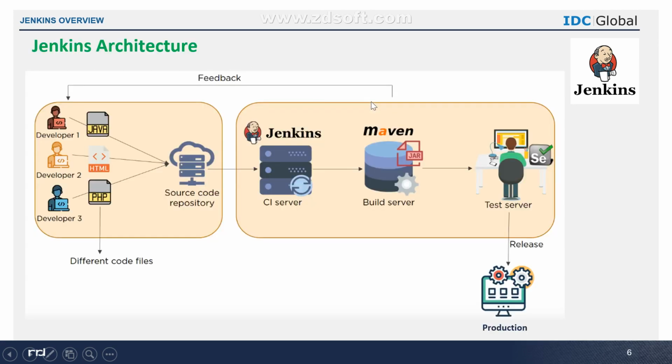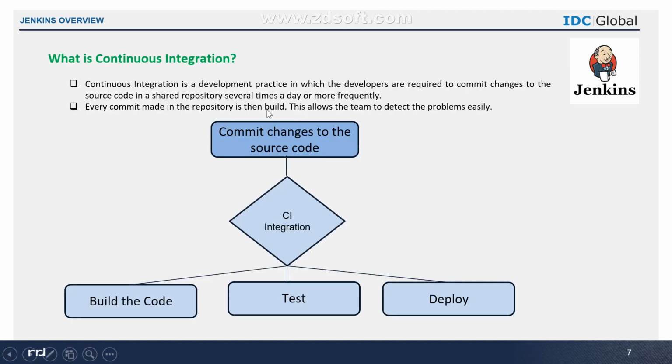So where is that? See here, that's a shared repository, or any source code repository. In a single day they are pushing multiple times. Every commit made in the repository is nothing but a build. If you push any changes to the repository, it will automatically trigger one build. That is nothing but one build. So this allows the team to detect problems easily.